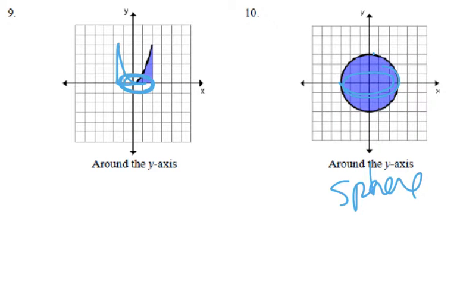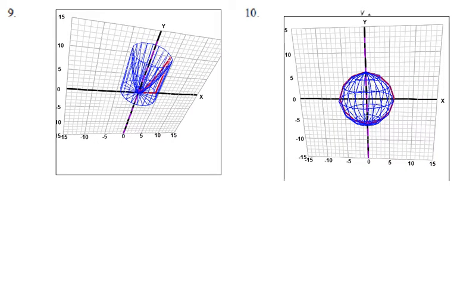So 9 and 10, let's see what those ones look like, and we'll be done. For 9 and 10, 10 is easy, it's just going to be a sphere, but 9 has that shape inside here that's unused, essentially. It's hollow, and then we have this other one. So hopefully those helped you visualize a lot better, and there we go.